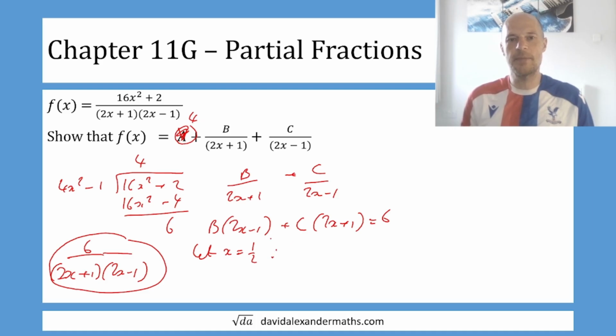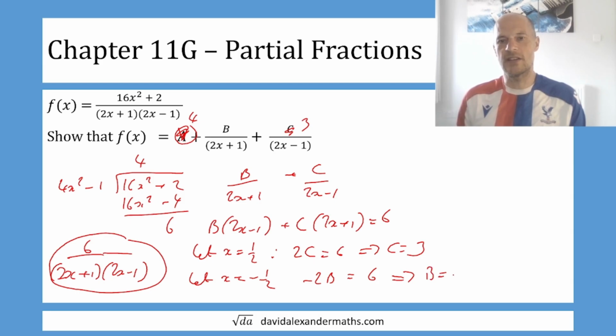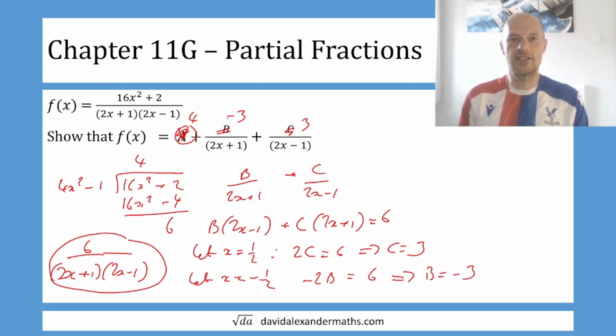So let's let x equal positive 1/2. That will eliminate the b part. Half of 2 is 1, 1 plus 1 is 2, so 2c is 6, therefore c is 3. And now if I let x equal minus 1/2, then that will eliminate the c part. So minus 1/2 of 2 is minus 1, minus 1 minus 1 is minus 2, so minus 2b equals 6, so therefore b is negative 3. There we go, so we are done. We have shown that f of x is 4 take away 3 over 2x plus 1 plus 3 over 2x minus 1.